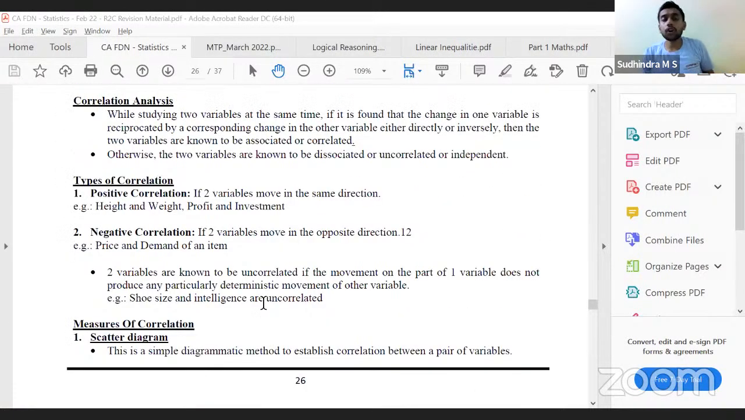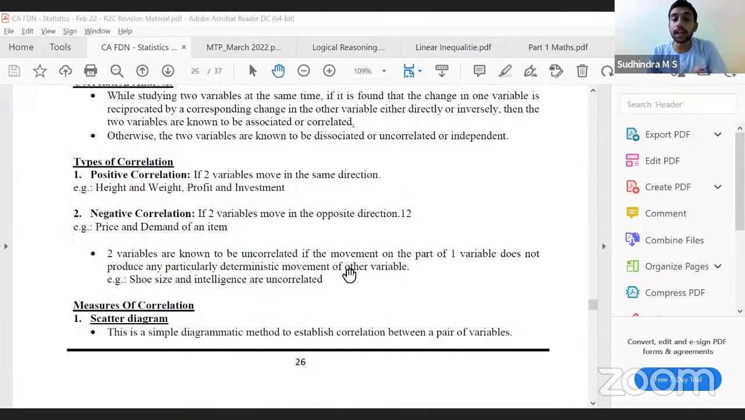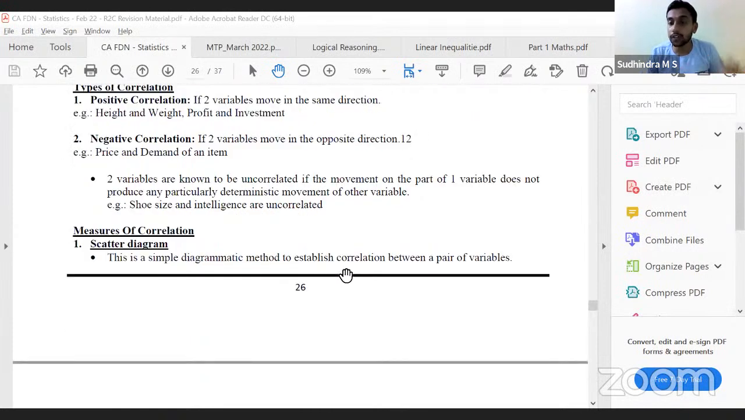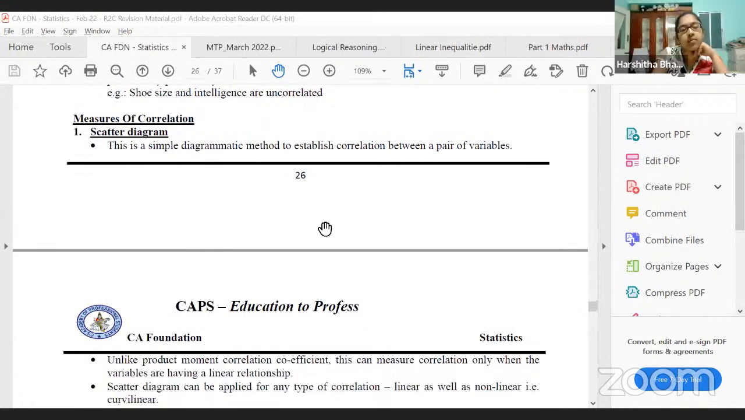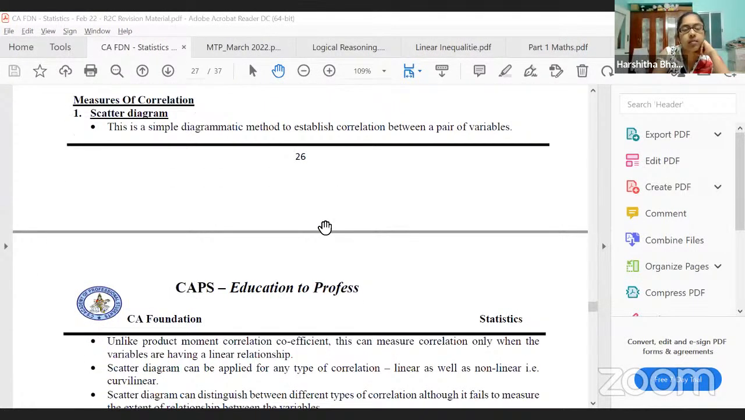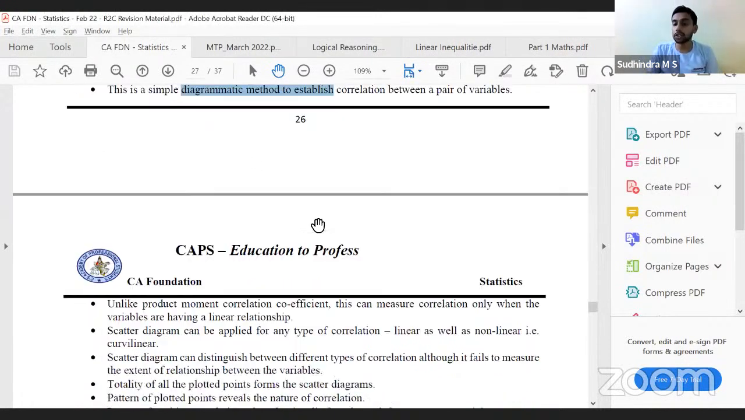With regard to correlation, we can understand whether there is correlation or not, and to calculate the extent of the relationship, we have different measures of correlation. The first one is the scatter diagram. With a scatter diagram, we are not calculating correlation; we are just identifying whether there is correlation or not, and if there is, whether it is positive or negative. We are not getting the extent of correlation. So this is a diagrammatic method to establish correlation.